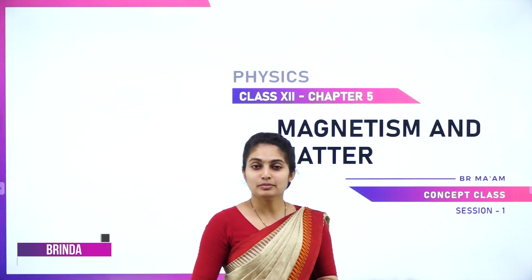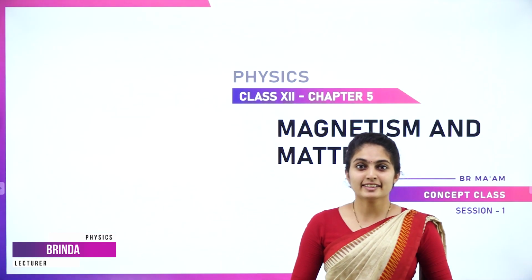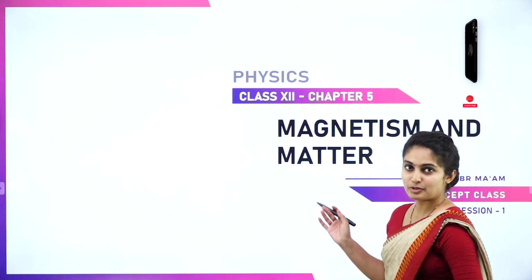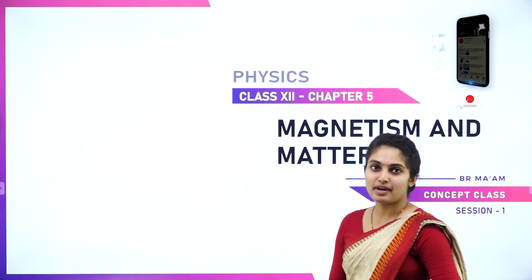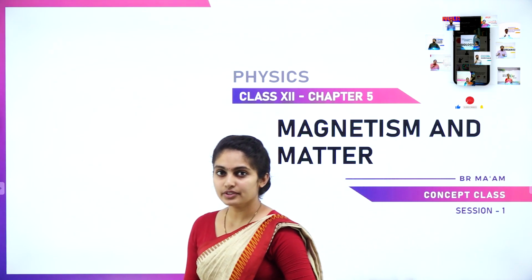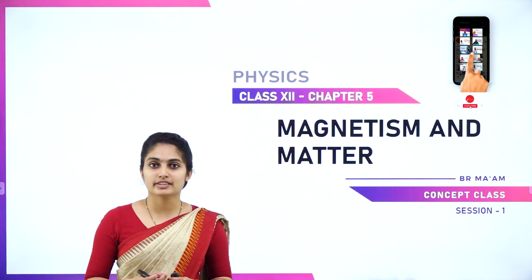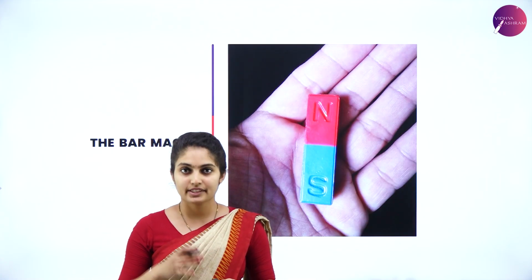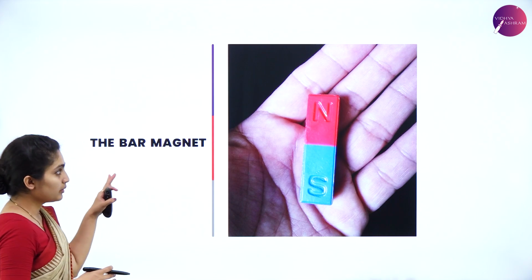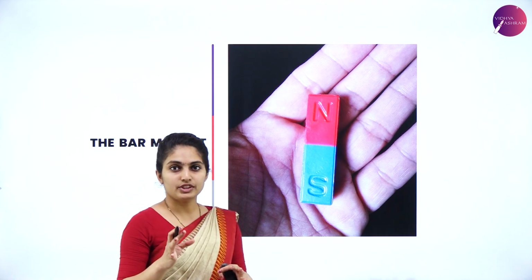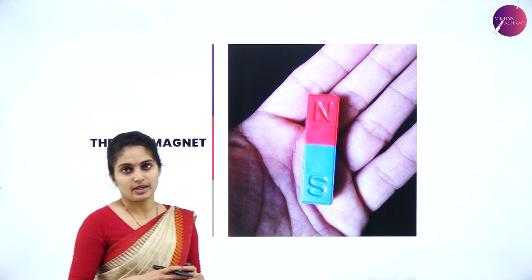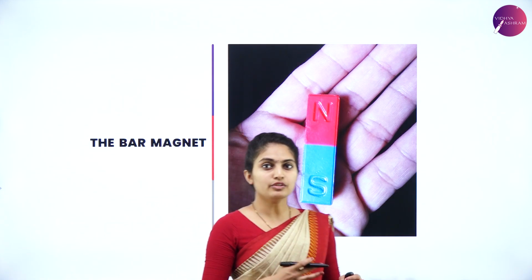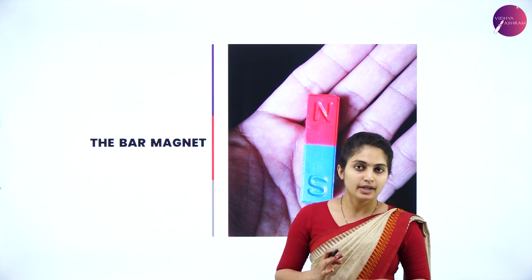Hello everyone, I am Brinda, Faculty of Physics, welcoming you all to session 1 of chapter 5, and the chapter name is Magnetism and Matter. In today's class, we are going to study magnetism and its properties and components, like what we use for a concept called a magnet. So here we have the bar magnet, which we will consider in this chapter. We will take this as a reference and calculate the respective properties or components of the magnet.